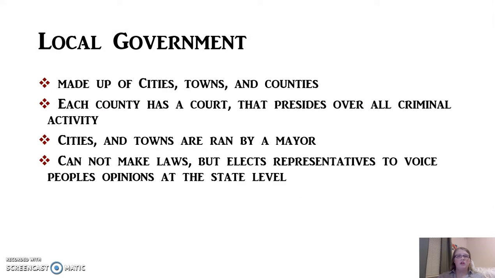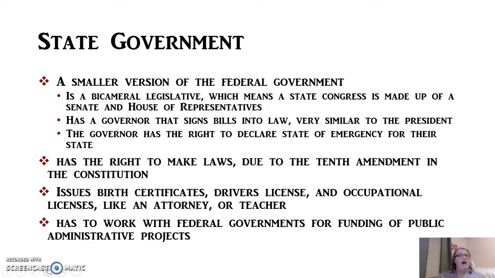So, local government. Usually made up of cities, towns, and counties. Each county has a court that presides over all criminal activity, adoptions, divorce, things like that. Each county does have a court, so they won't have to go outside of that county. Cities and towns are run by a mayor, kind of like a president, but doesn't have the power of a president. Local governments cannot make laws, but they can elect representatives to voice popular opinions at the state level.